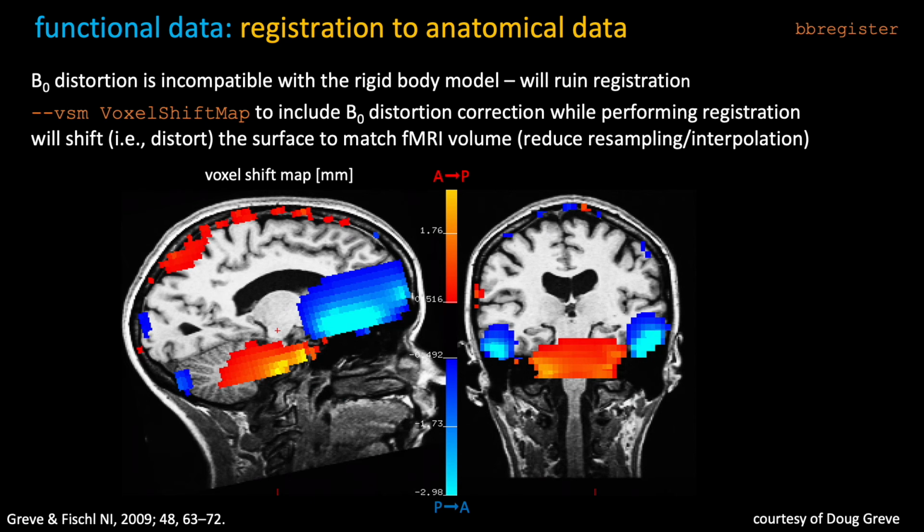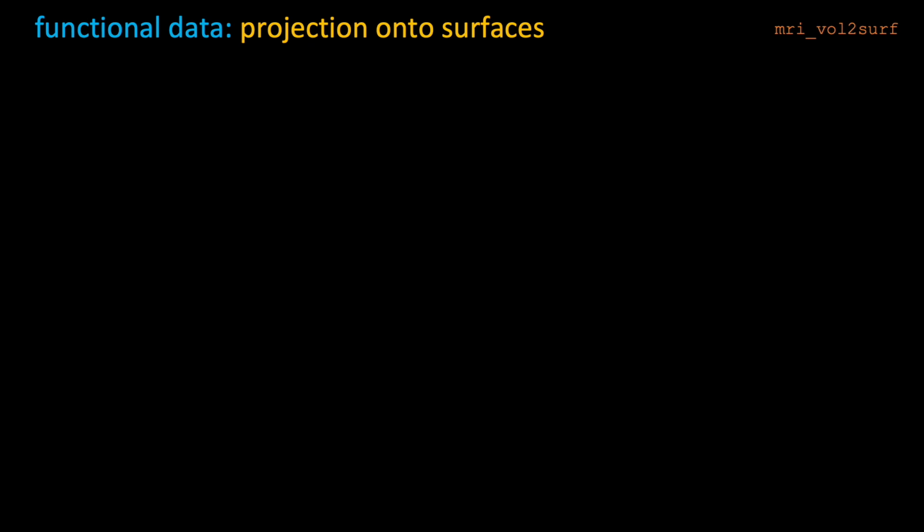So just to point it out, we are actually creating the transformation files here. We are not registering the fMRI volumes per se, so we're not interpolating or resampling the data. But what we do, we create these transformation files that can then be used to project our data onto surfaces. And now a little bit more about that. So this is done with the mri_vol2surf command.